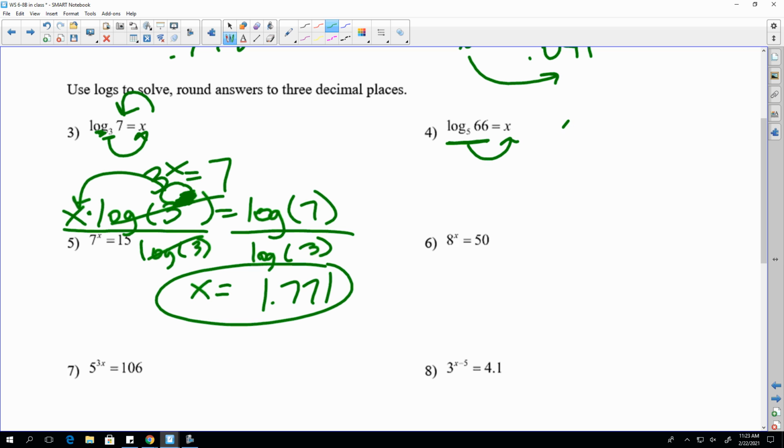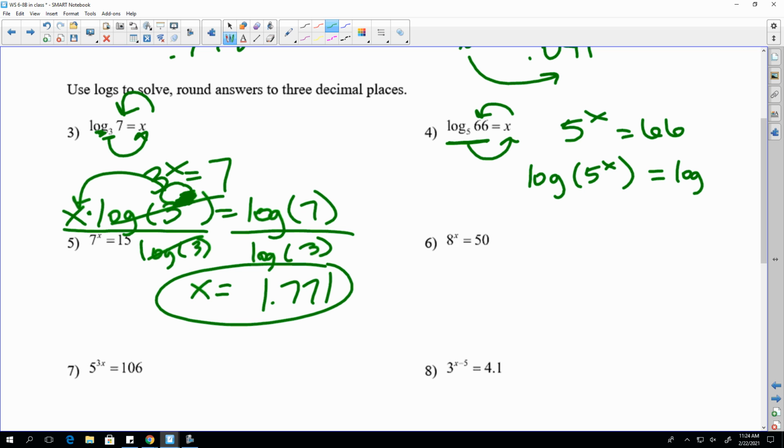We're going to do 5 to the x equals 66. Okay. First thing I see is the unknown is in the exponent. We need to get that out of the exponent so we can solve for that unknown amount. And one way to do that is to use the power property. And we need to have log on that side in order to do it. We need log on the left side in order to move that variable down.